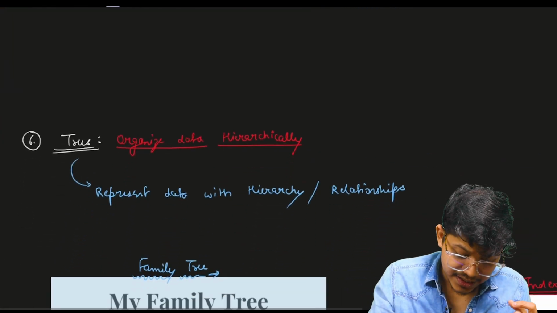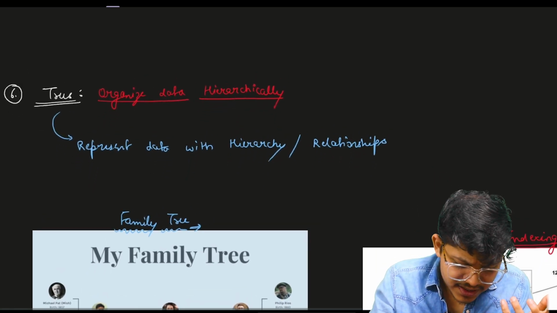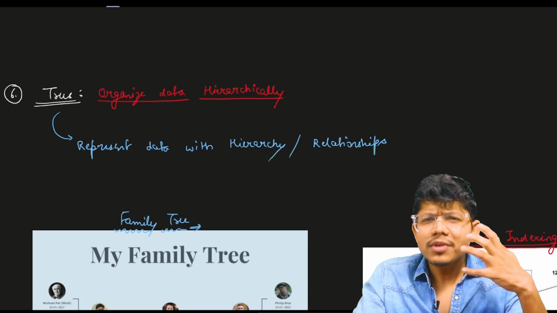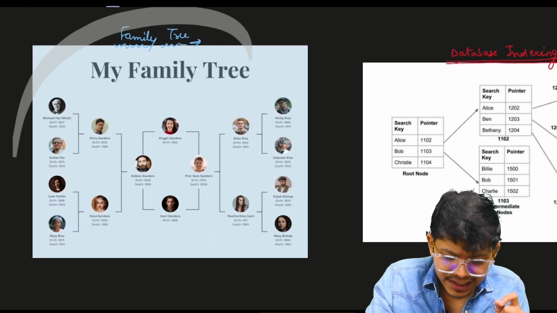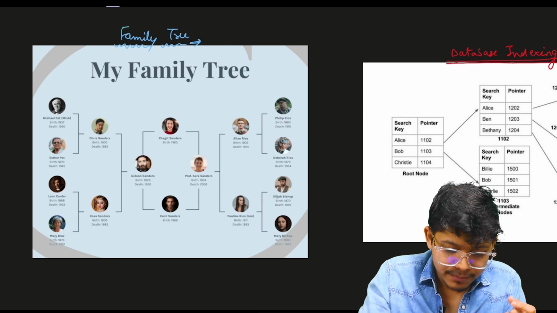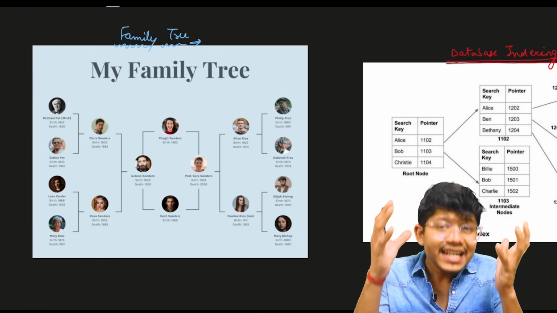Next are our trees. They organize data hierarchically, which simply means that they represent your data with actual hierarchy or relationships. You must have heard about the family tree diagram in your childhood. You must have been taught this diagram. This is nothing but a hierarchy or a basic relationship which we use to represent the family.